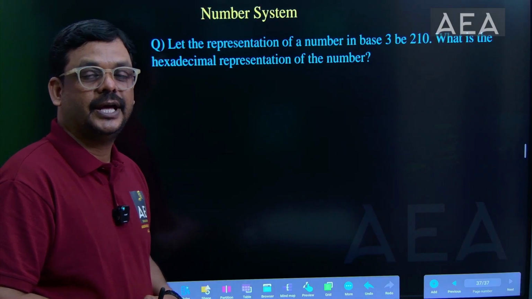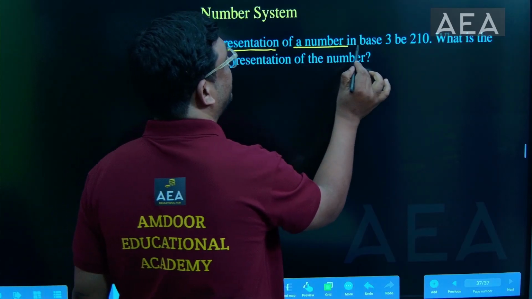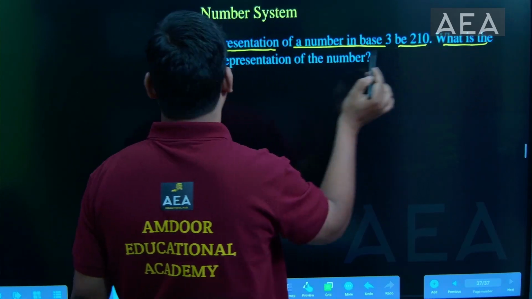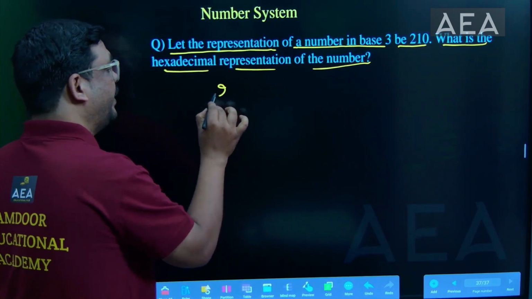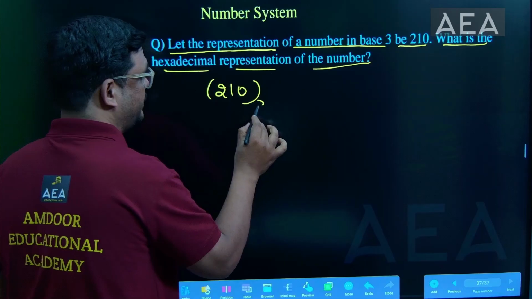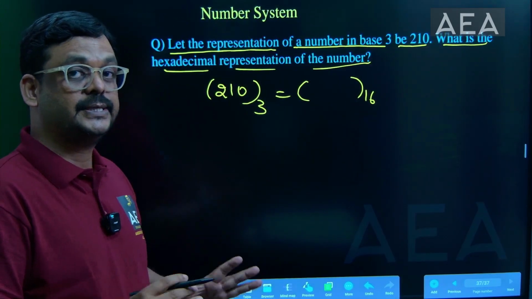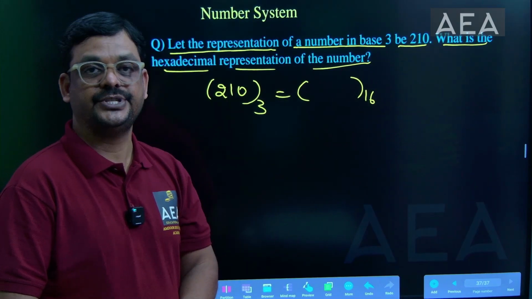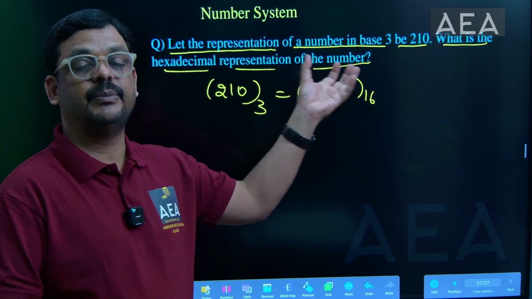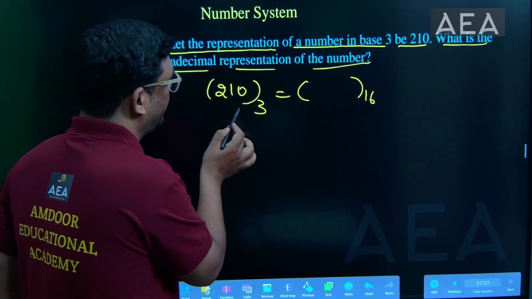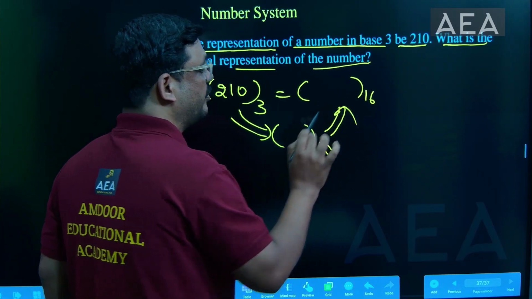Like another previous GATE question from the number system concept. Let the representation of the number in base 3 be 210. What is the hexadecimal representation of the number? The given number is a base 3 number, 210, and we want the hexadecimal number system. This comes under other number system to other number system conversion. Already we have discussed a simple technique: first apply others to decimal conversion and later decimal to other conversion.